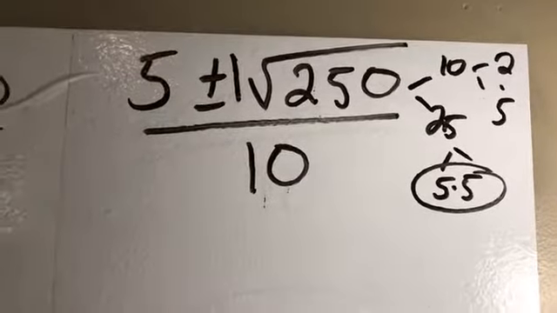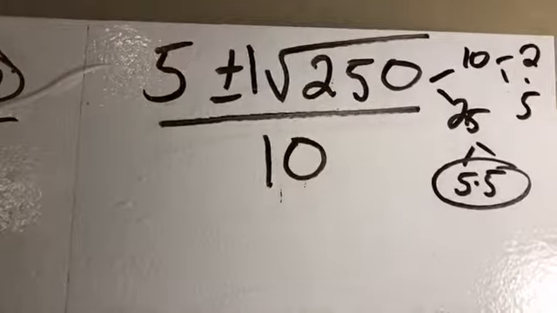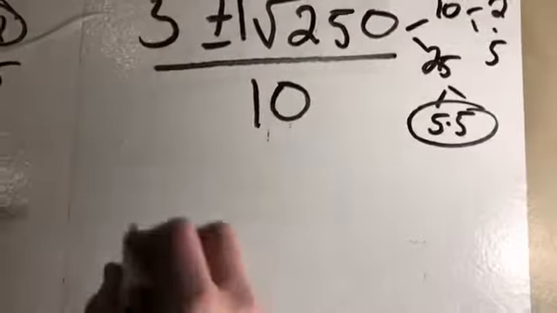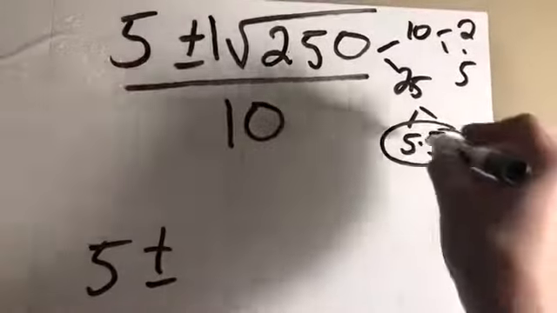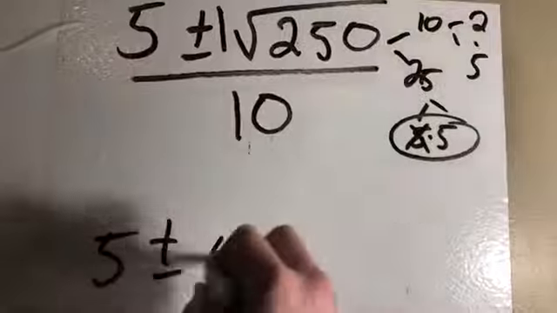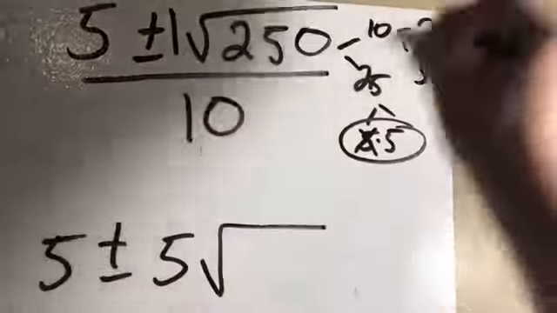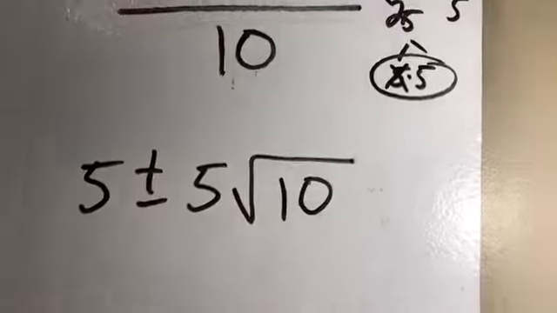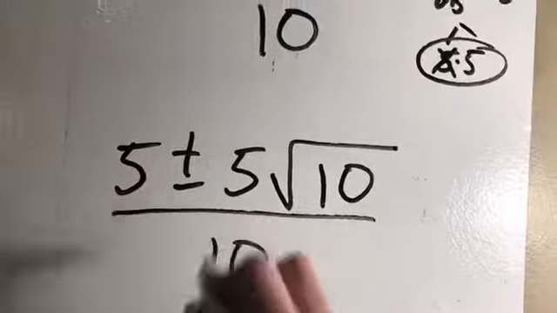So it looks like with this one, I have a pair of 5s that can escape and a 2 and a 5 that will stay underneath. So 1, 5 dies, 1, 5 escapes. The 5 and 2 are both left, so that's just going to be the square root of 10 still. And that's still all over 10.